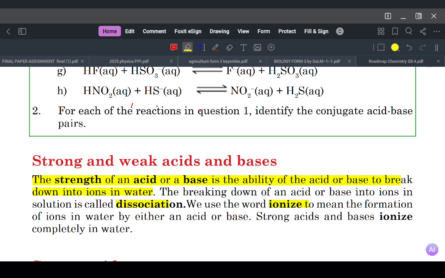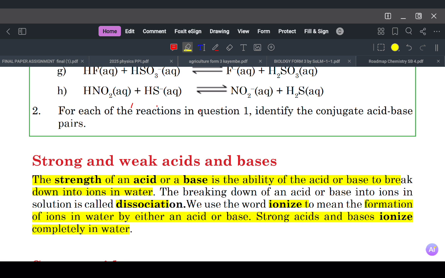To ionize simply means to form ions in water by an acid or a base. So strong acids and bases ionize completely in a solution. When added to water, they are going to completely form ions. They will separate out into ions.